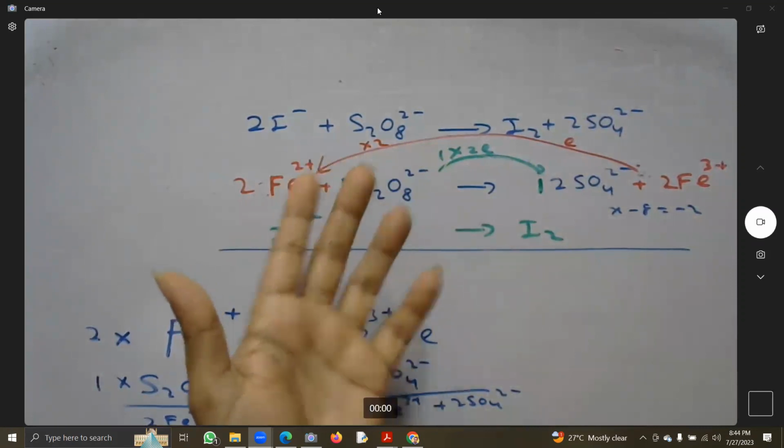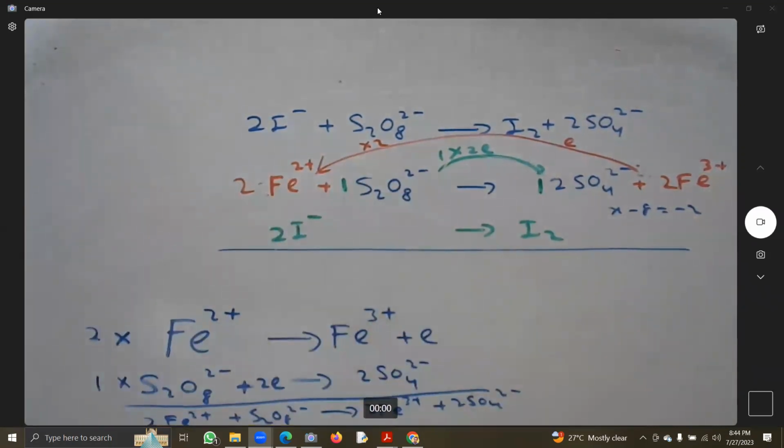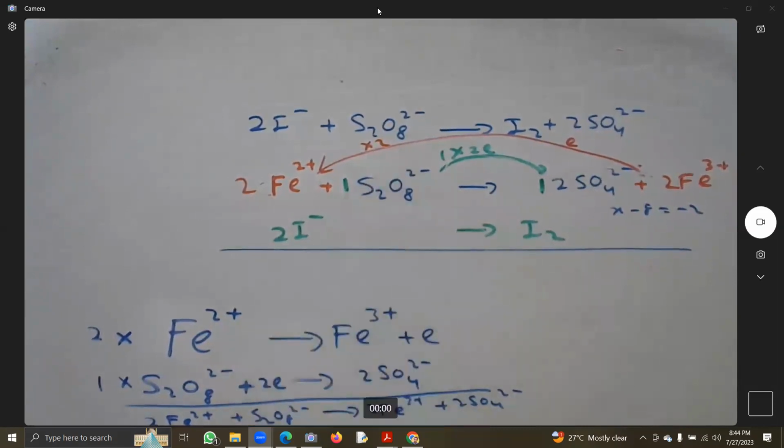Now normally when they are not asking for the half equation, but they ask in electron potential, there's a chapter called electron potential. There they'll ask. But if they're not asking, we'll do it this way. Now the same thing we'll do for the next one.